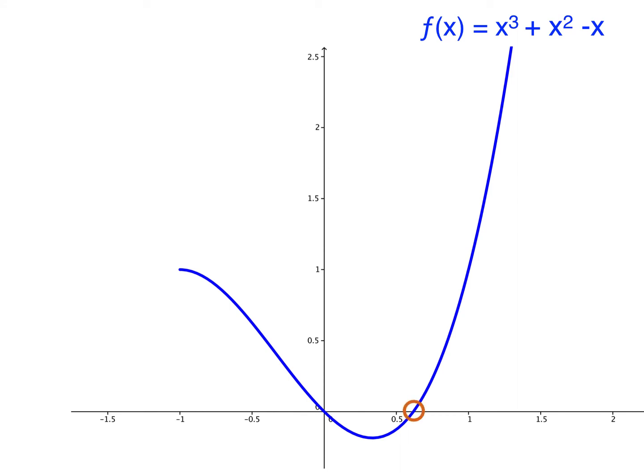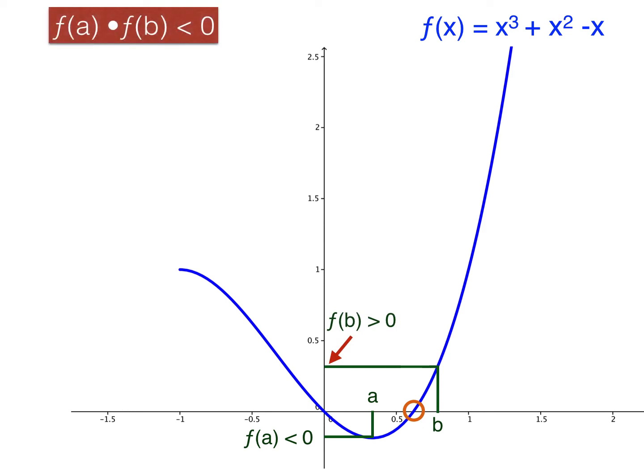So here's our function again. We see that we have a 0 there that's just to the right of 0.5. So we'll choose an a, which is to the left of our 0, and we see that f of a is less than 0. We'll choose a b to the right of our 0, and we see that f of b is greater than 0. So we know from our previous slides that if the product f of a times f of b is less than 0, then there must be somewhere in between for which the y value is 0. And that's what we're looking for to find f of x equal to 0.